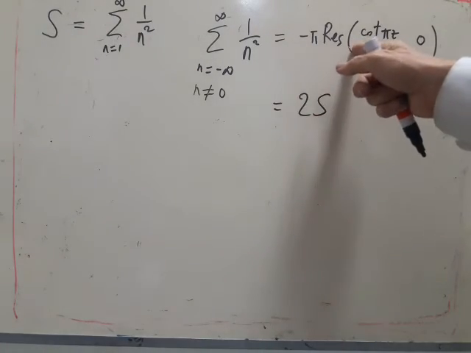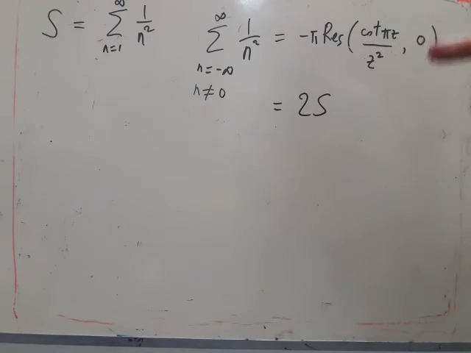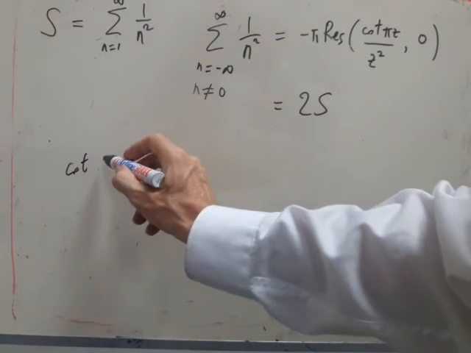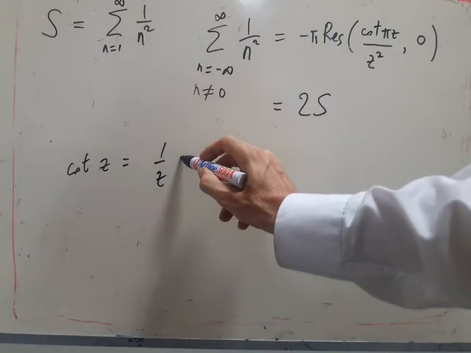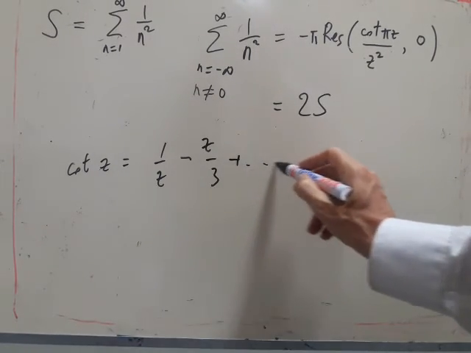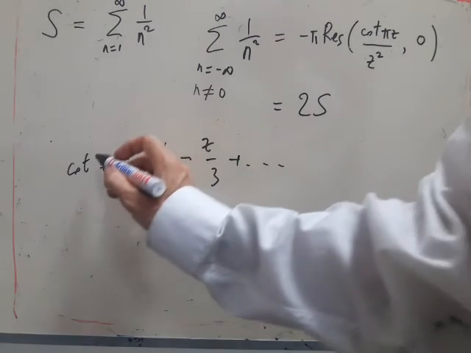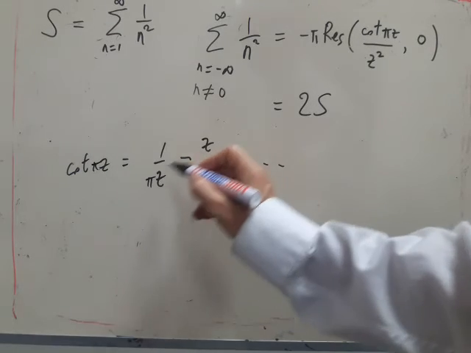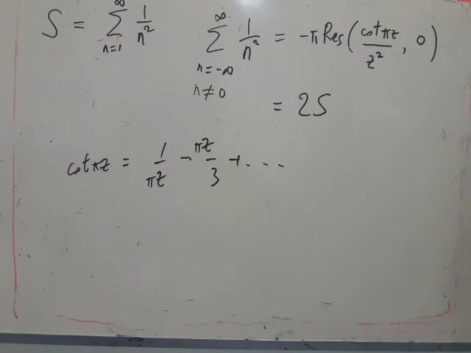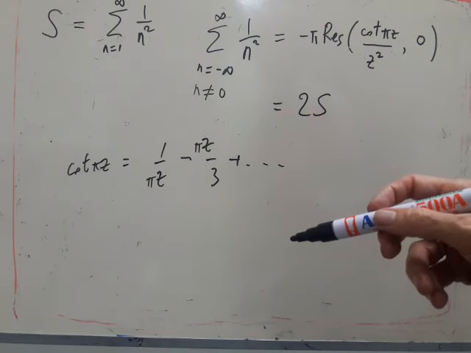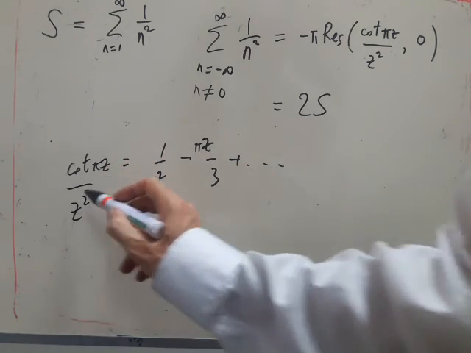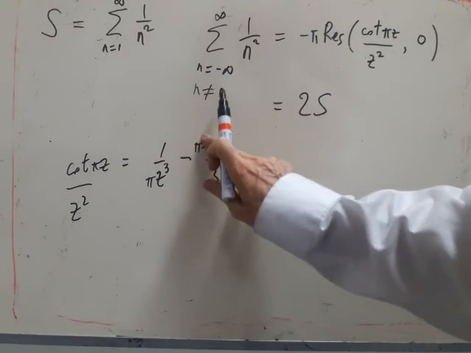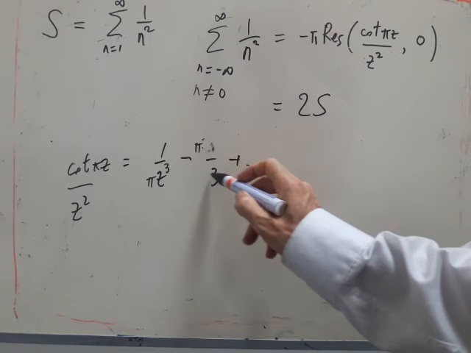And to find the residue of this, it's actually easiest if you have a nice formula sheet which tells you the expansion of cot. So cot of z is equal to 1 over z minus z over 3 plus etc. So cot pi z therefore is this. And dividing by z squared, I end up with this, and this is pi over 3z.